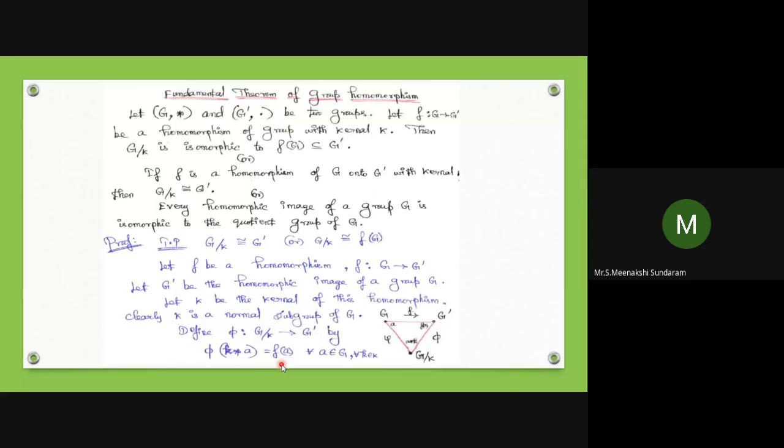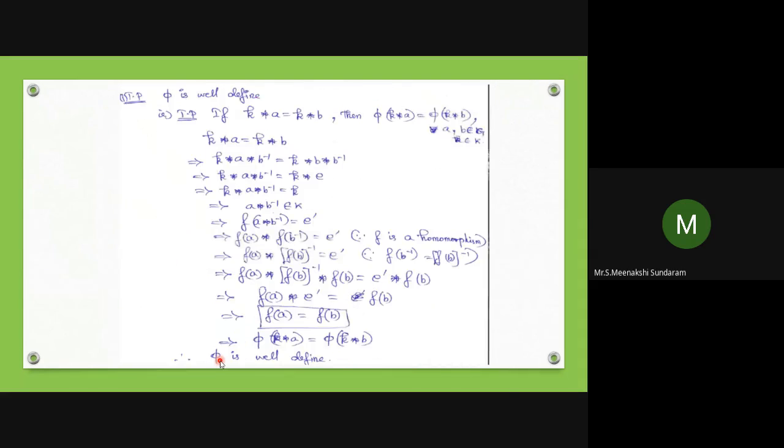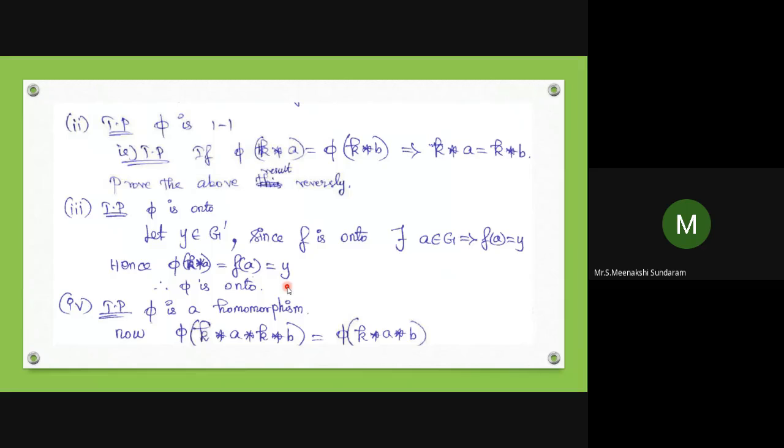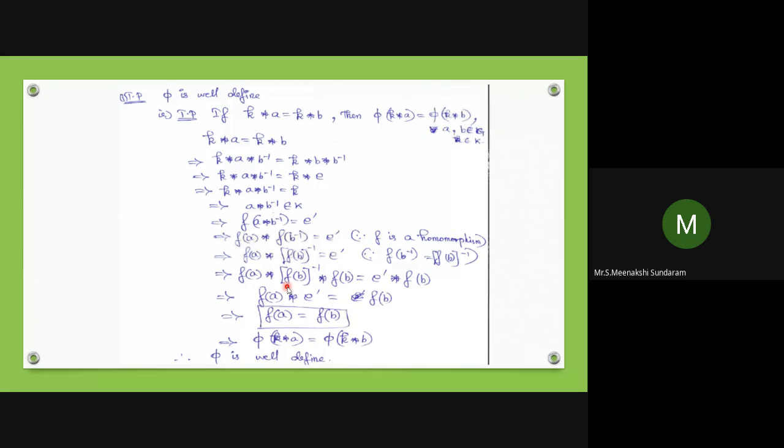f of a equal to f of b னா f of a னா pi of k star a. அப்ப f of b னா pi of k star b. Therefore pi is well defined. So first case வந்து well defined சொல்லியாச்சு. நெக்ஸ்ட் 1 to 1, இது அப்படியே ரிவர்ஸ்ல கீழ இருந்து அப்படியே மேல எடுத்துட்டு போகணும்.